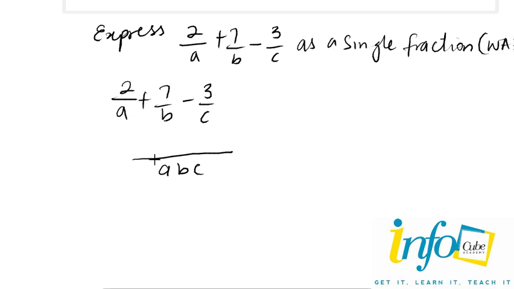Now, when a divides abc, it remains bc. And this bc times 2 will give you 2bc. Now, when b divides abc, it remains ac. ac times 7 will give you plus 7ac. Now, when c divides abc, it remains ab. And ab times 3 will give you minus 3ab.